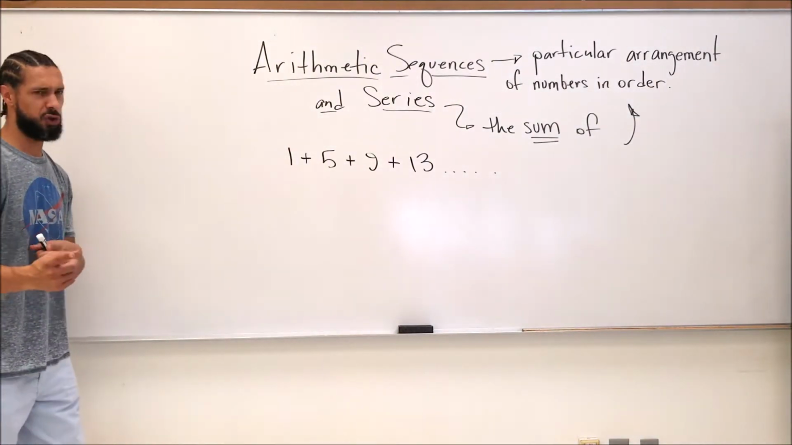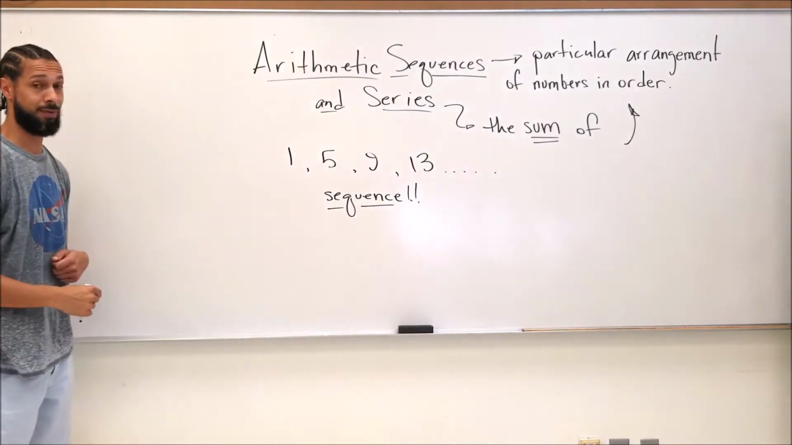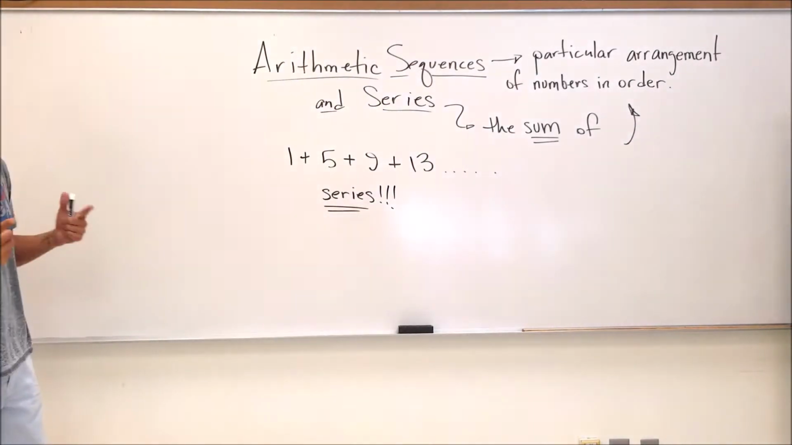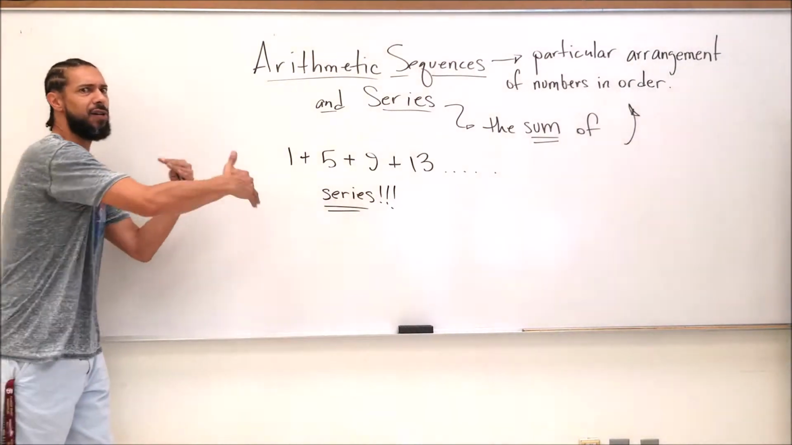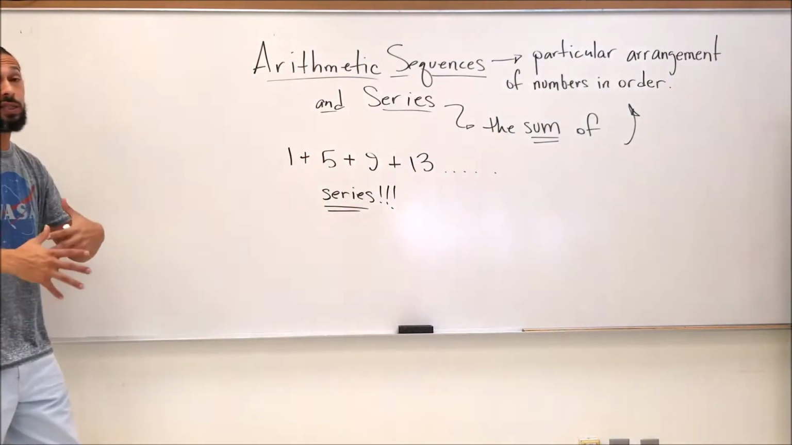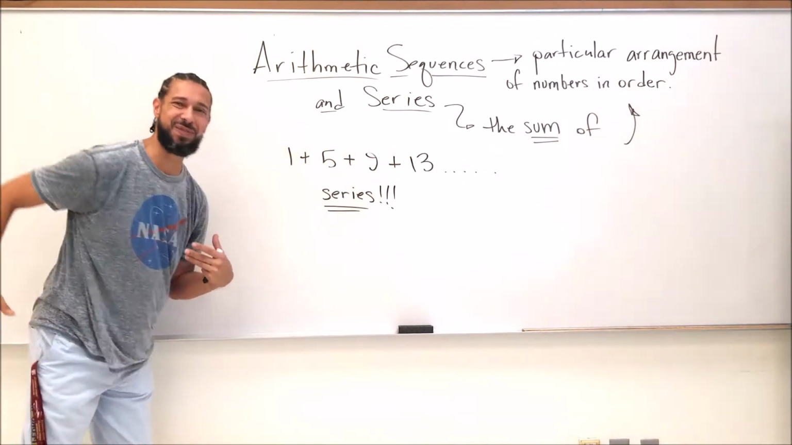There's a difference. Let's talk about that one more time. Sequence, series. That's the difference. A sequence will have commas. A series will have addition signs, because the series is the sum of this sequence of numbers.